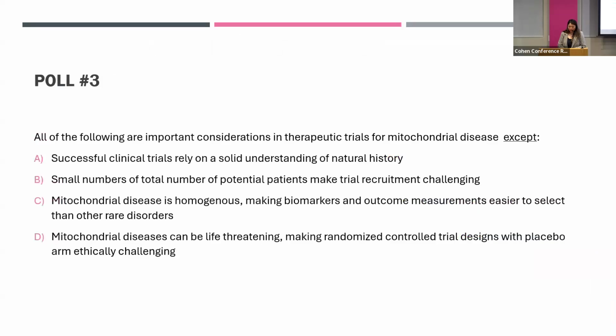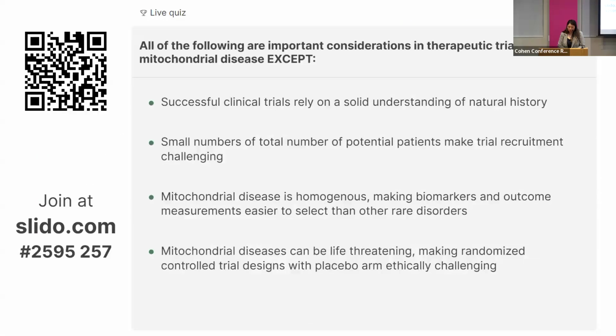All right, so let's go over a little about the treatment landscape, and this will be the end of our talk. So our last poll is, all of the following are important considerations in therapeutic trials for mitochondrial disease, except: successful clinical trials rely on solid understanding of natural history. Small total numbers of potential patients make trial recruitment challenging. Mitochondrial disease is homogeneous, making biomarkers and outcome measurements easier to select than other rare disorders. Mitochondrial disease can be life-threatening, making randomized controlled trials designed with placebo ethically challenging.